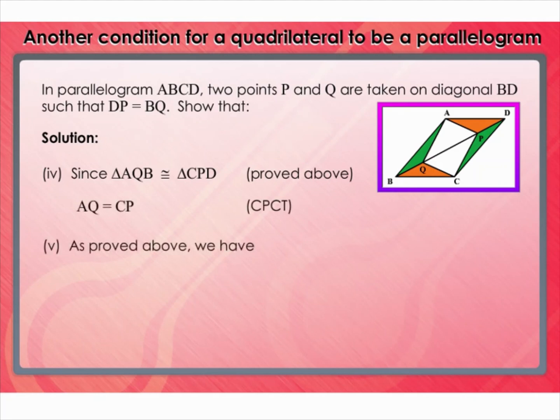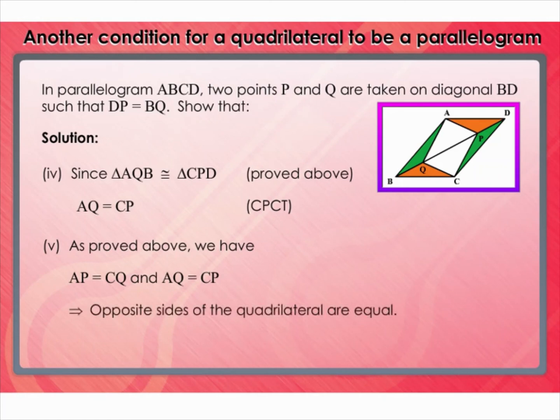Finally, we will prove APCQ is a parallelogram. We've already proved AP is equal to CQ, AQ is equal to CP. This implies opposite sides of the quadrilateral are equal. Therefore, APCQ is a parallelogram.